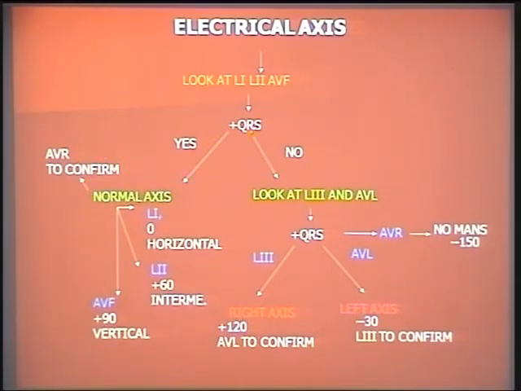If these 3 leads do not show the tallest positive QRS complex, look at L3 and AVL. If L3 shows the tallest positive QRS complex, it is right axis, 120 degrees. Look at AVL to confirm, and right ventricular hypertrophy is the commonest cause of right axis deviation. If AVL shows the tallest positive QRS complex, it is minus 30. Look at L3 to confirm, and left anterofascicular block is the commonest cause of left axis deviation. Whereas if none of these 5 leads shows the tallest positive QRS complex, look at lead AVR, in which you have an indeterminate axis. The axis is minus 150 and the axis cannot be determined. So this is in a nutshell the approach to an axis calculation.